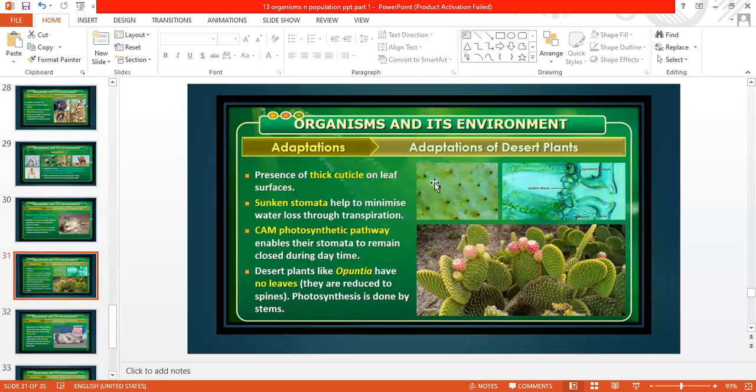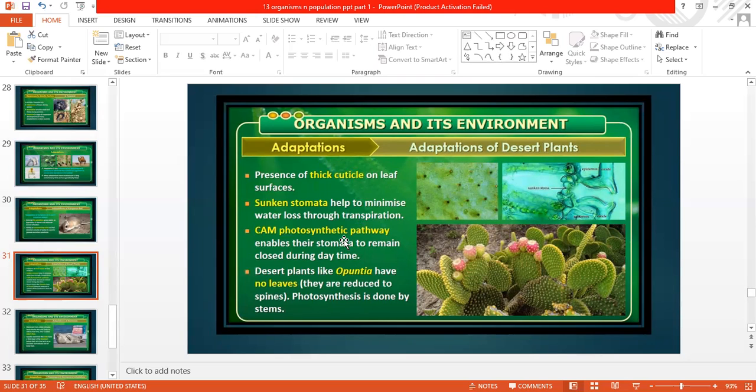Now, adaptation in desert plants. This you all have studied in your junior classes also. For example, cactus. There is presence of thick cuticle on the surface of the leaf. Stomata is sunken. Both of the features help them to minimize water loss through transpiration.